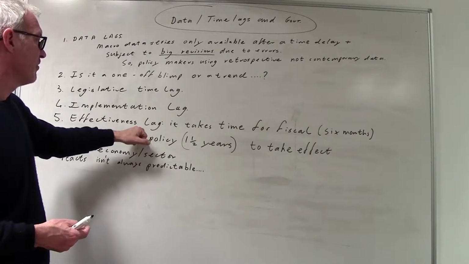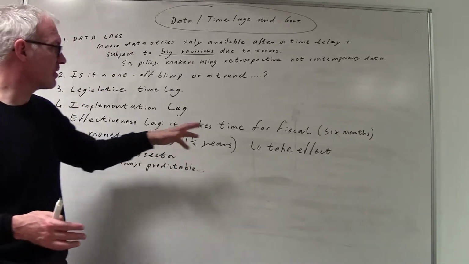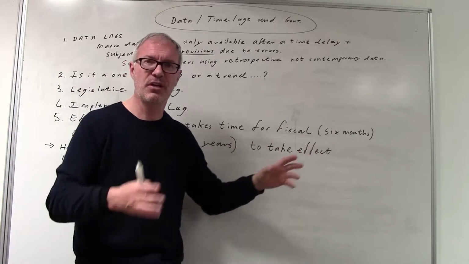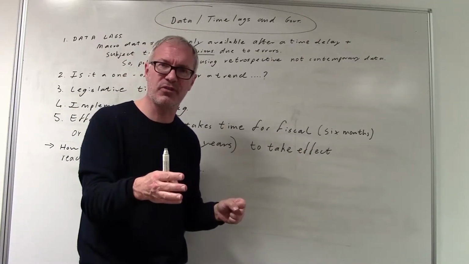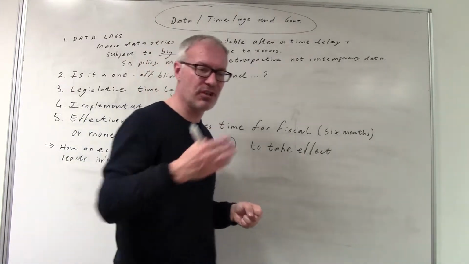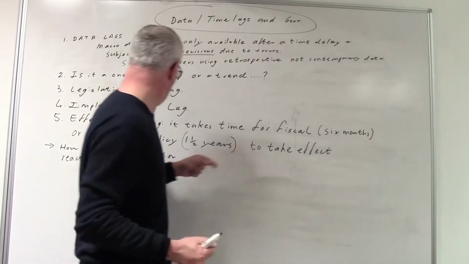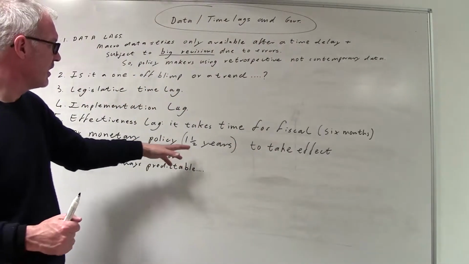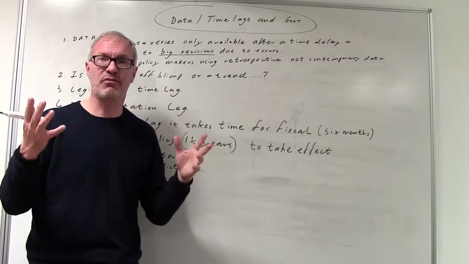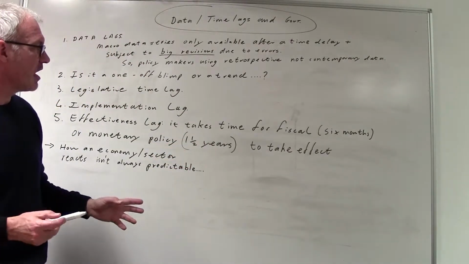And fifthly, there's certainly an effectiveness lag. It takes time for fiscal policy to work, about 6 months. Maybe a tax cut can work more quickly than an increase or decrease in government expenditure. And also monetary policy takes 1.5 years to have its full effect. So it takes time to have an effect.